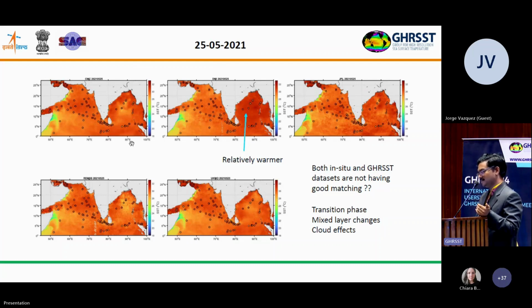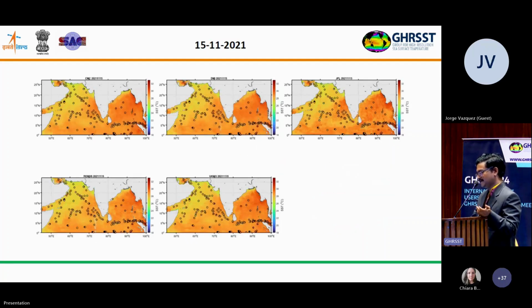So this has to be studied further to understand why it is showing like this, and there are a lot of mismatches in the data also. You can see the background color is different, and the color of the point which indicates the institute data is different. The color indicates the exact value of that point at that place. So this could be due to the transition phase, mixed layer changes, and cloud effects also, because during that time clouds will be there. There are a lot of data gaps in the satellite data also. So this could be one of the reasons we are thinking about. And on November 15th, it is okay, but at some places they are not matching properly. You can see in the mid Arabian Sea, the points are not matching at all.